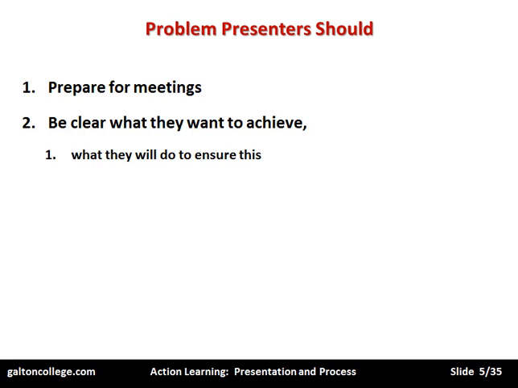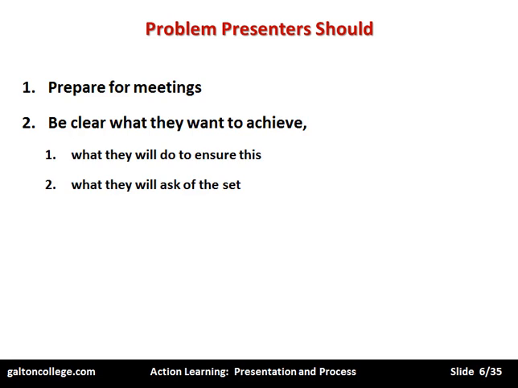They're trying to work out what they will do to ensure that they will achieve their objectives. They have to work out what they're going to do. What's the modus operandi? How are they going to do it? Are they going to have regular meetings? What's expected at the meetings? What work is expected outside of the meetings?